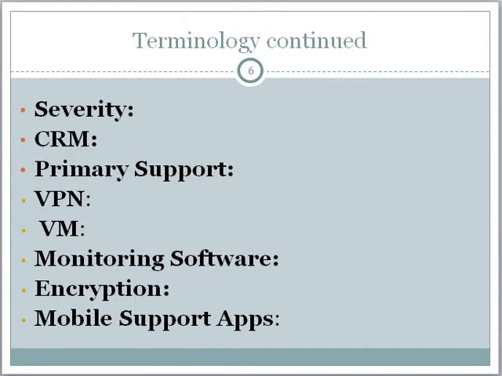Severity, how severe is the issue? CRM, this is more of a generic business term, but customer relationship management software. These packages are generally used to manage customer issues, including help desk issues. Primary support, the first person to page about the issue. VPN, the virtual private network, you've seen this one before in the chapters.